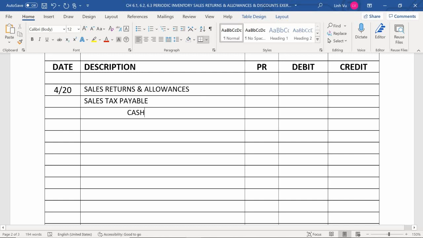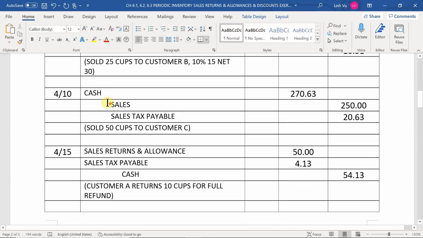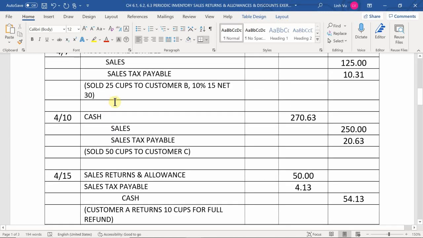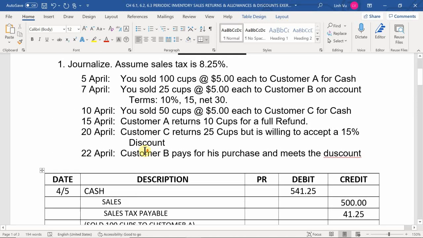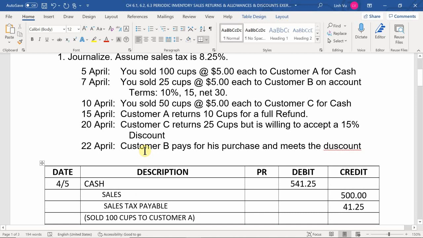Got it. So in this case, if they're willing to accept a 15% discount, let's take a look at what the original was. So we originally sold to customer C 50 cups at $5 each. In this case, we're only going to be discounting 15%. That's what it says, that we're going to give him 15% off of 25 cups.